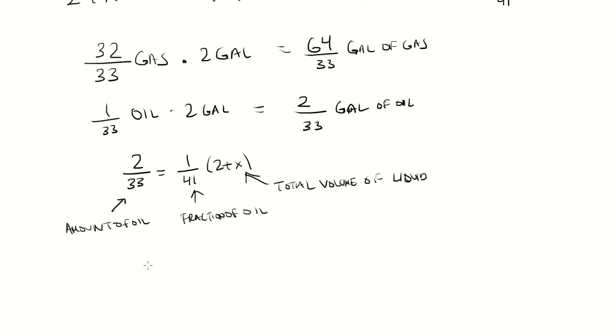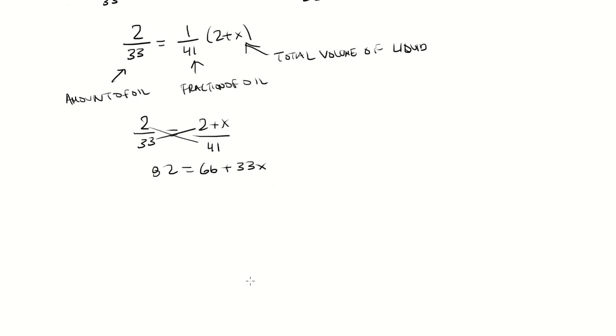So to solve this, we'll cross multiply. Let me rewrite it like this first. We'll have 2 plus X on the top. Cross multiply: 2 times 41 is 82. 33 times 2 is 66. 33 times X is 33X. We'll subtract both sides by 66 to get 16, and then we'll divide by 33 to get X equals 16 over 33. And that's the amount of gas that needs to be added.